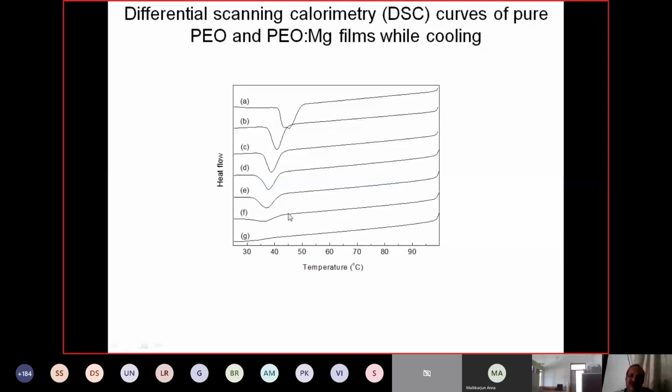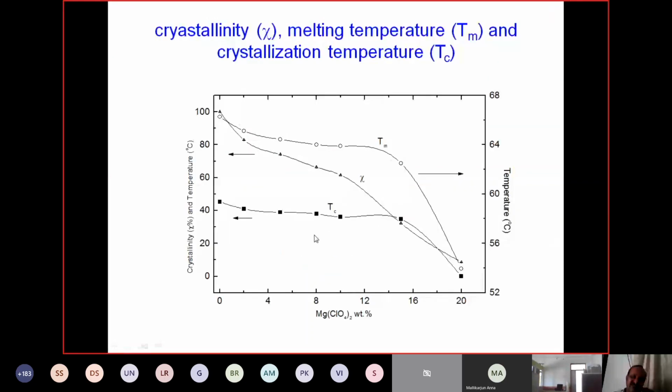So what we calculated from the above graphs is presented here in this graph. Here is the melting temperature, which is decreasing. This is the crystalline nature. Here we have given the crystallization temperature and the crystallinity. The crystallization temperature is decreasing, the crystallinity percentage is also decreasing, and the melting temperature is also decreasing by adding the salt to the polymer.